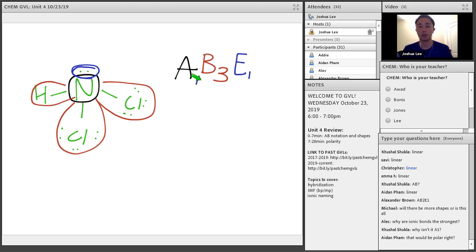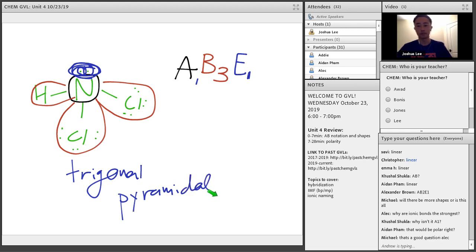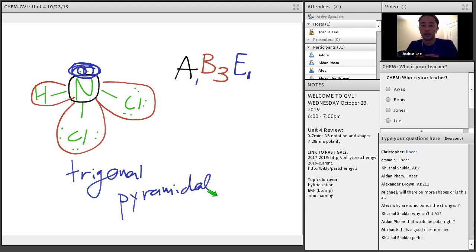If you want to put a 1 on the A, there's always going to be a 1. I always put 1 for the E's because some students think, oh, each electron is 1. So that's why I always put E1 or E2, just so that students know that this is just one pair. Yeah, so this one would be polar because this one is trigonal pyramidal. All right, that one took up to 32 minutes.